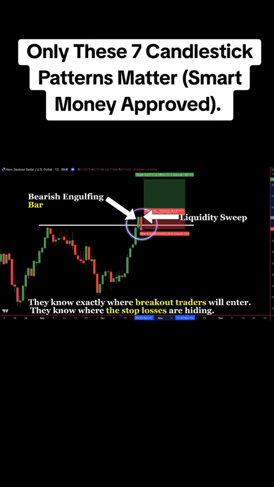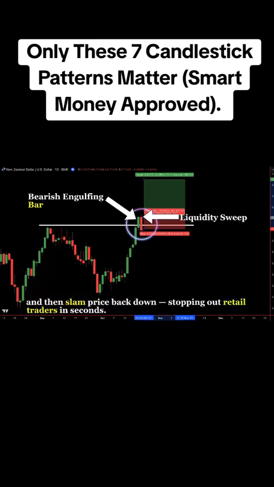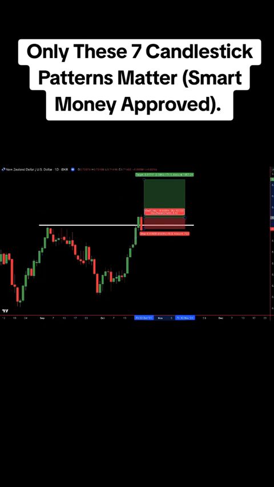They know exactly where breakout traders will enter. They know where the stop losses are hiding. So they let the market break the level, trap the late buyers, and then slam price back down, stopping out retail traders in seconds. From there, the market reverses hard in the opposite direction, leaving retail traders on the wrong side, and smart money riding the move they planned all along.